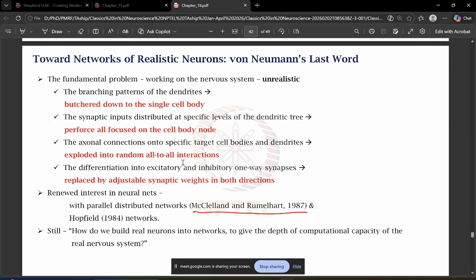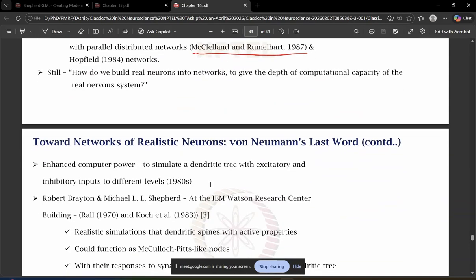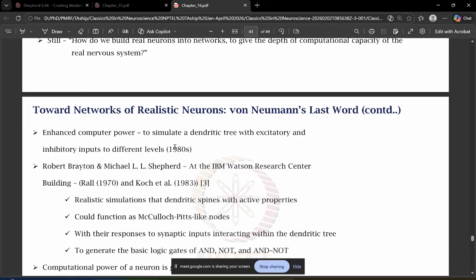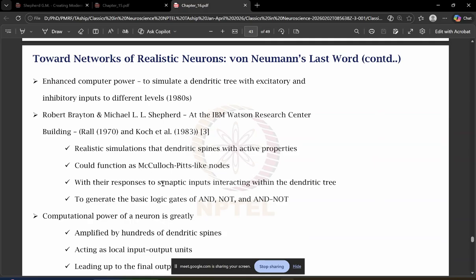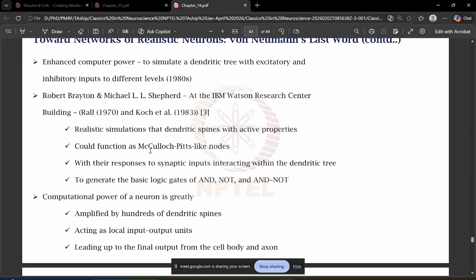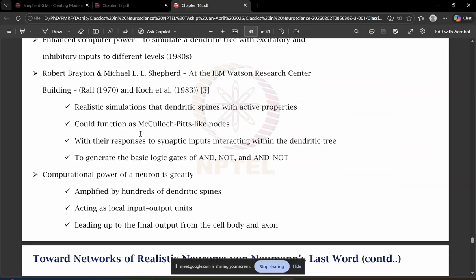But later it was by the work of Shepherd and others. So slowly there was a shift from the more unrealistic networks to more realistic networks. At the IBM Watson Research Center, Robert Brayton and Michael Shepherd made more realistic networks in which they incorporated more realistic simulations.